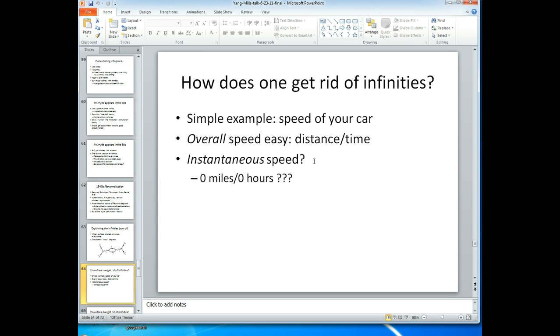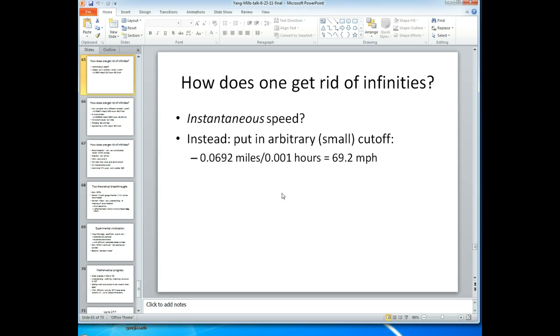If you're actually driving in your car and you're looking at the speedometer, it's not measuring an overall speed. It's trying to tell you, what is your speed right now? Well, is there a way to use this distance over time idea, which is the definition of overall speed, to calculate instantaneous speed? The problem is the natural thing you would do is you'd say, okay, I let my stopwatch run for exactly 0 hours. And of course, in that 0 hours, I went 0 miles. 0 over 0 doesn't mean anything mathematically. So how do we deal with that?